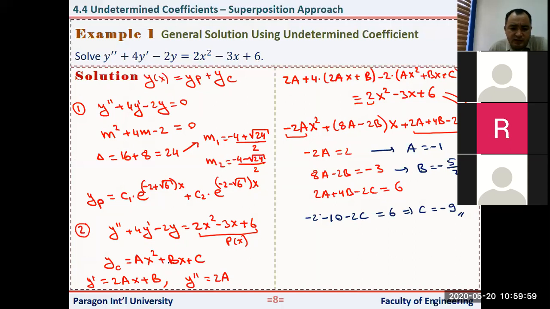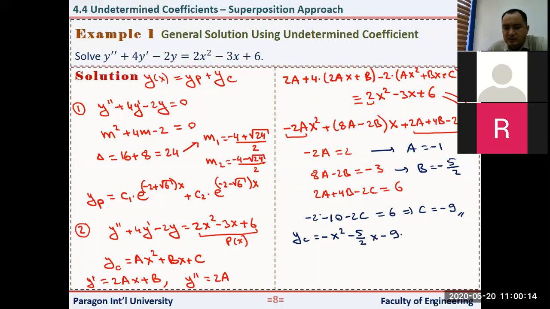So if I substitute here, then this complementary solution will be, a is negative 1, so it is minus x squared, right? And b is minus 5 over 2x, and c is minus 9. Then the general solution of this differential equation with constant coefficients will be particular solution plus complementary solution. And what is the particular solution? We got it here. So that is equal to this thing, right?